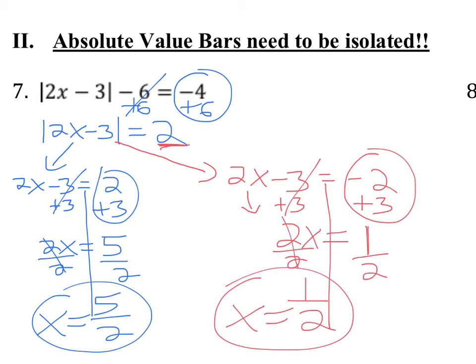All right, so pretty much everything's the same. The only new step was this. And you need to get the absolute value bars by itself before you can set up the two equations.